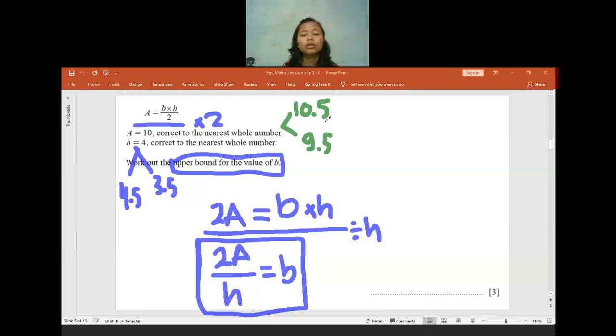Okay. So this is the upper, I take the 10.5, the lower we take the 3.5. So now for finding the b, we can do 2 times 10.5 divided by 3.5. Is there anyone who is confused, or maybe I still talk too fast?